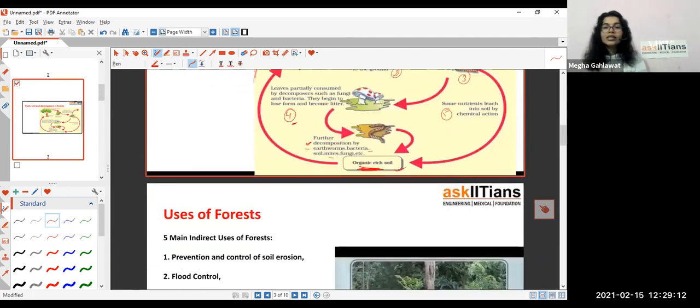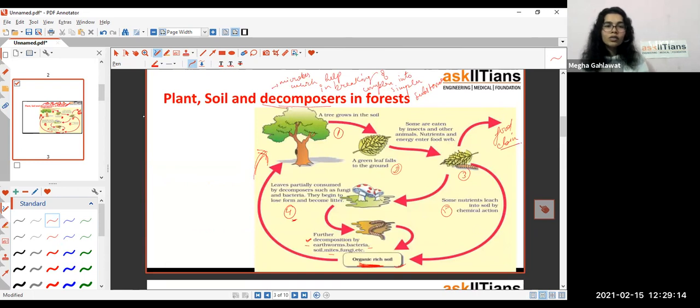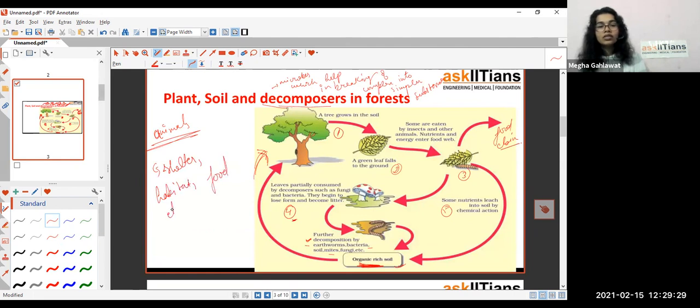Next, the interaction of animals is also there. I'm just going to cover the animals as well here. Animals are provided with shelter, with habitat, with food, etc., which is very, very important. And from the animals, plants get what? Carbon dioxide, which helps in the process of photosynthesis and hence the survival of the plant.